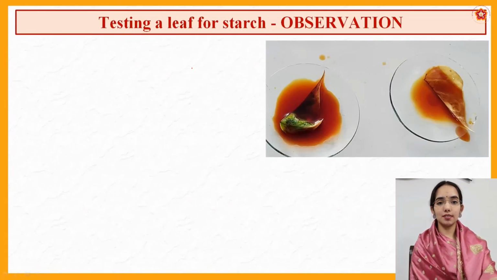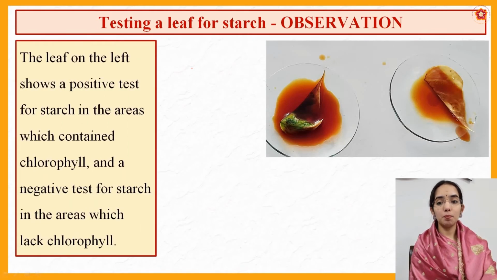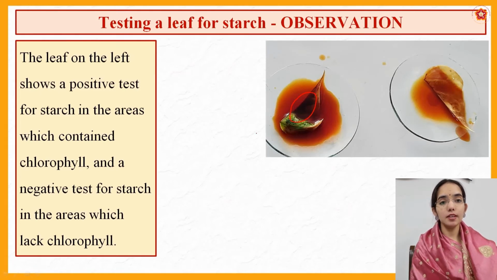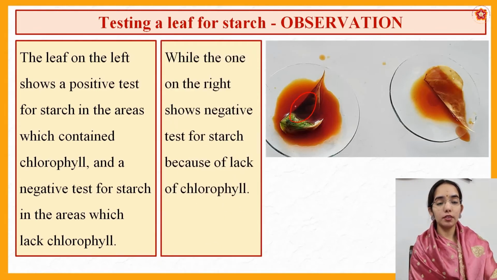So the conclusion here is that the leaf on the left shows a positive test for starch in the areas which contained chlorophyll, because you can see here the leaf over here had chlorophyll. Chlorophyll was present, so photosynthesis occurred and starch was formed, and that starch reacted with iodine and a blue-black compound was formed here. While the leaf on the right did not have chlorophyll.